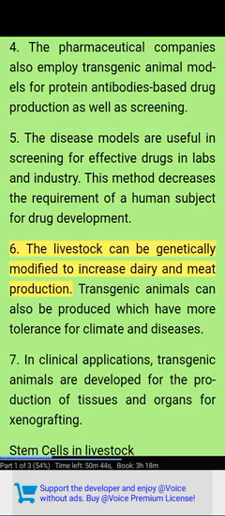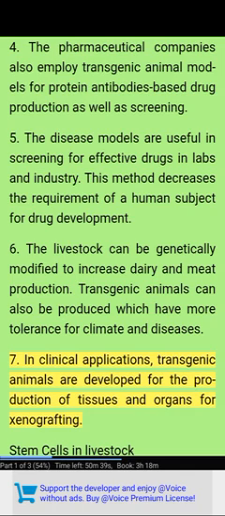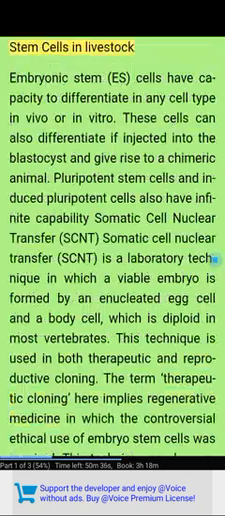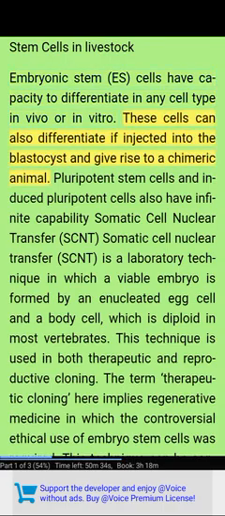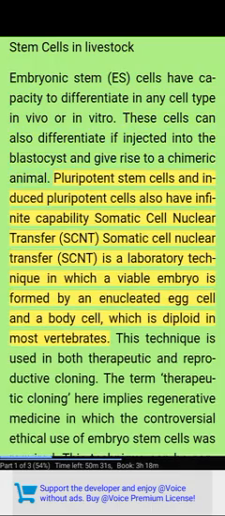6. Livestock can be genetically modified to increase dairy and meat production. Transgenic animals can also be produced which have more tolerance for climate and diseases. 7. In clinical applications, transgenic animals are developed for the production of tissues and organs for xenografting. Stem cells in livestock: embryonic stem cells have the capacity to differentiate into any cell type in vivo or in vitro. These cells can also differentiate if injected into the blastocyst and give rise to a chimeric animal. Pluripotent stem cells and induced pluripotent cells also have infinite capability.